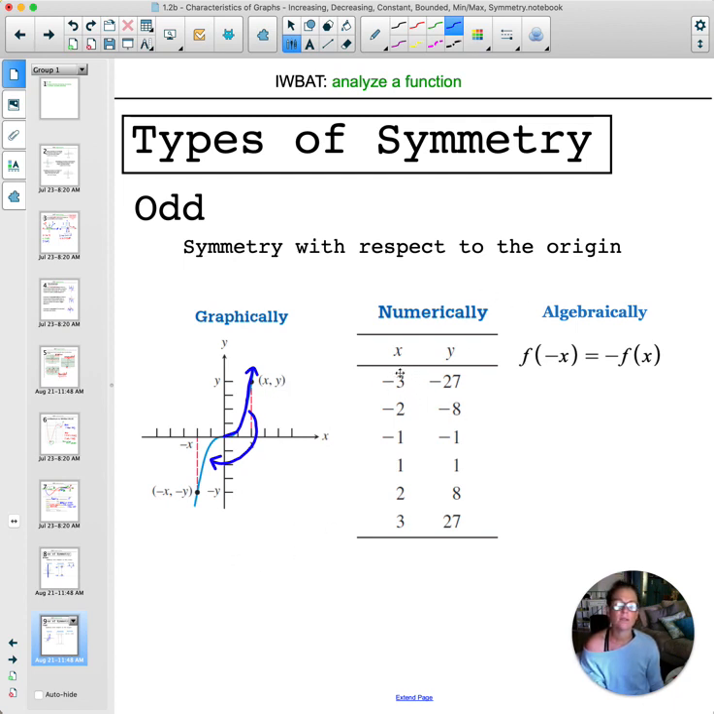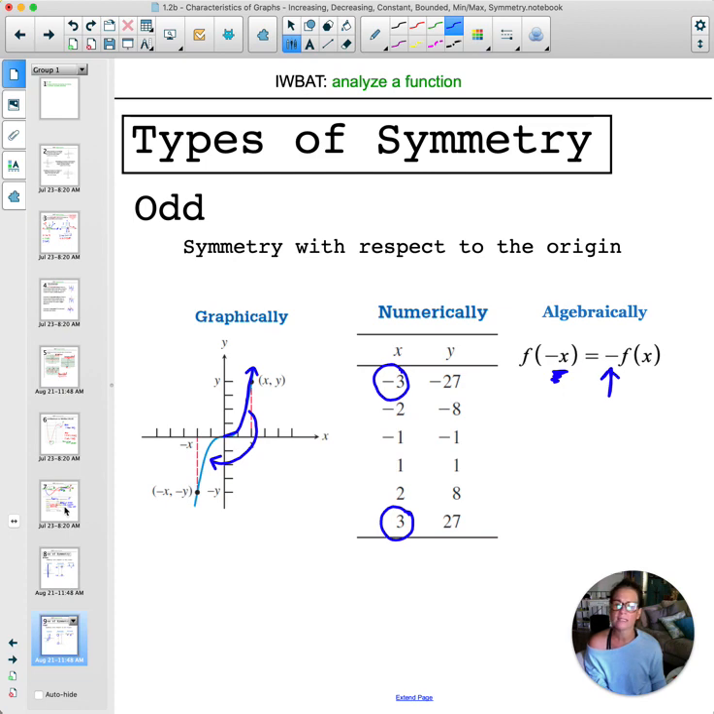In a table, what this looks like is a number and its opposite, so 3 and -3 give you opposite outputs. So 3 gave me 27, so the opposite of 3 gave me the opposite of 27. 2 gave me 8, so the opposite of 2 gives me the opposite of 8. So plugging in an opposite gives you back the opposite of the function. So if I plugged in -7 and it gave me back 10, then when I plug in 7, it better give me back -10. So a number and its opposite give you back opposites.